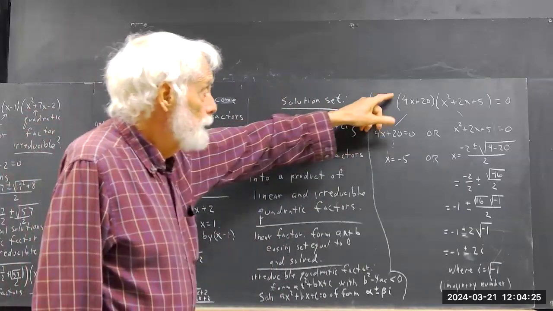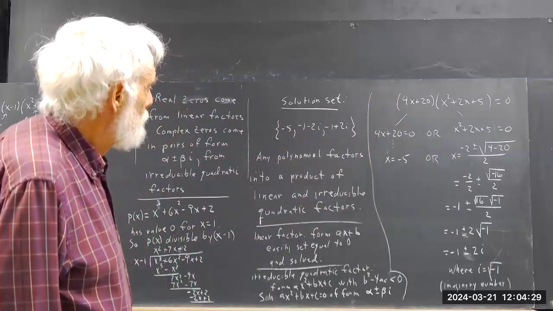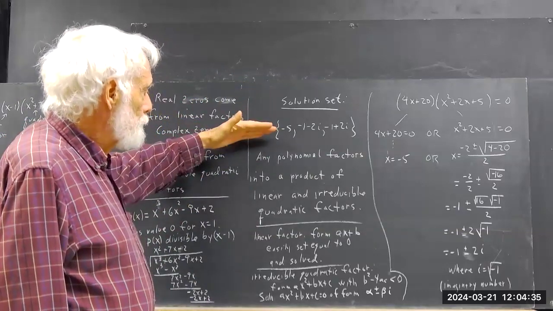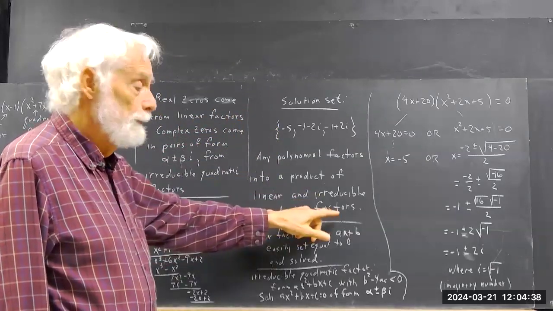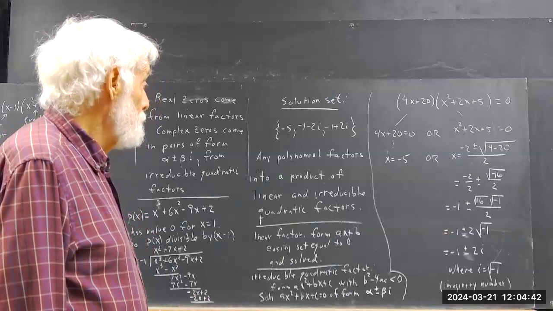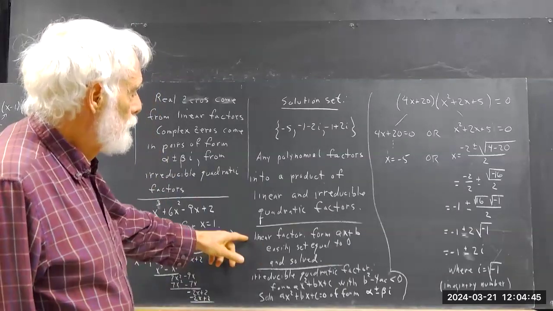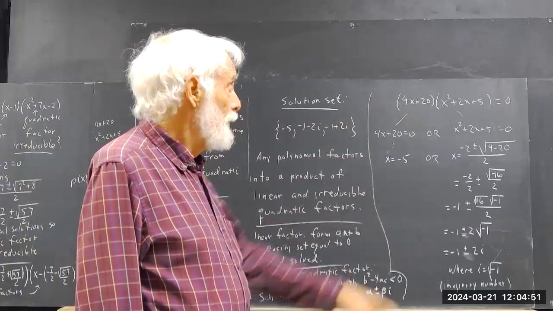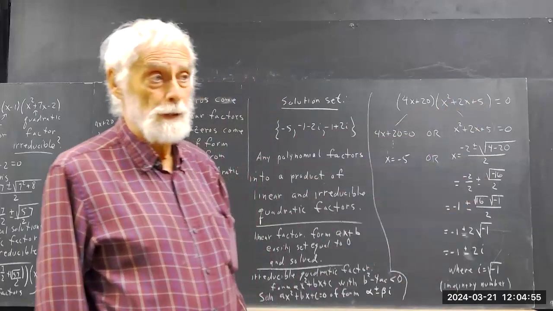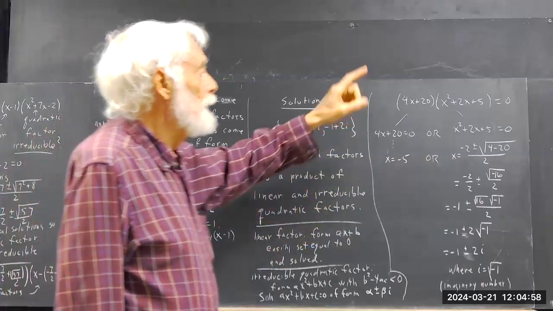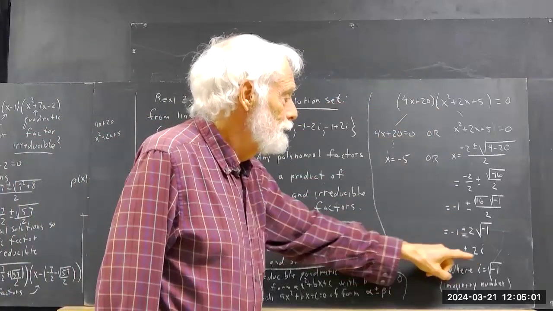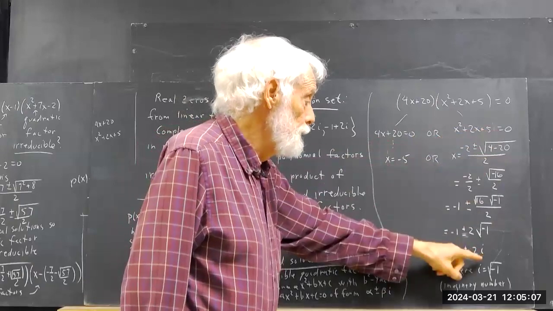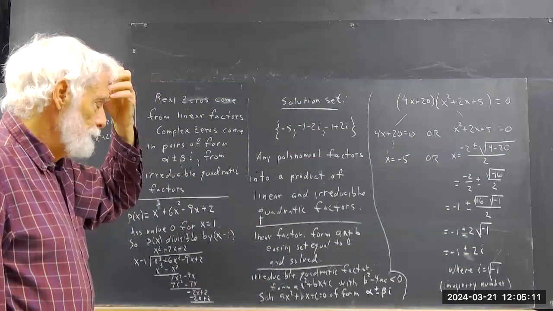So our solution set to this equation is this. And I made the statement that a polynomial now factors into a product of linear and irreducible quadratic factors. What do I mean by that? Well, a linear factor is like ax plus b. 4x plus 20 is a linear factor. x squared plus 2x plus 5 is a quadratic factor, and it's irreducible because it doesn't have real solutions. In other words, setting it equal to zero doesn't have real solutions. And we'll see in a minute why we call that irreducible.